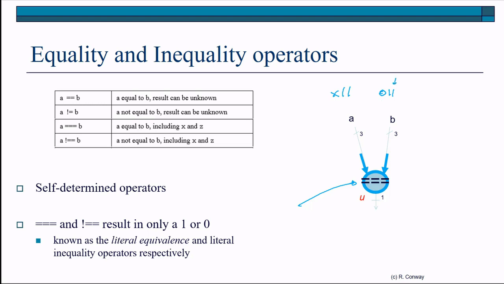The first bit here matches with this bit, that's okay. The second bit matches with this bit, that's okay. And our third bit does not match exactly with this bit. So the output is a 0. The only way in which we get a 1 at the output is if we have an x here. And in this case, we have an exact match for all 3 bits.